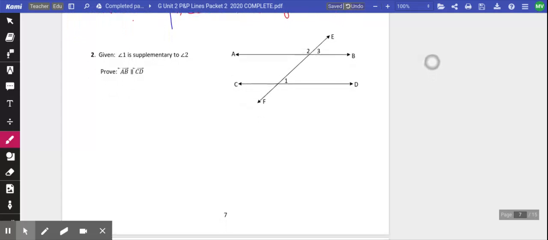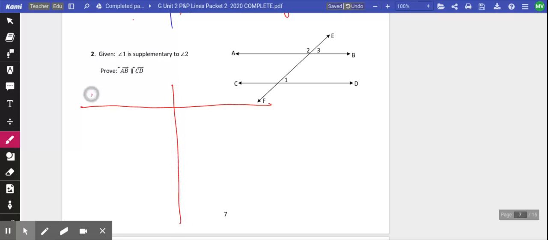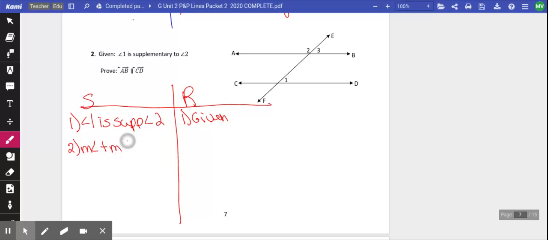Okay, so let's try number 2. So I'm going to start it with you. So we have statements and reasons. And this time we know angle 1 is supplementary to angle 2. And that's given. So that means 1 plus 2 equals 180. And that's definition of supplementary. And that's what supplementary means.